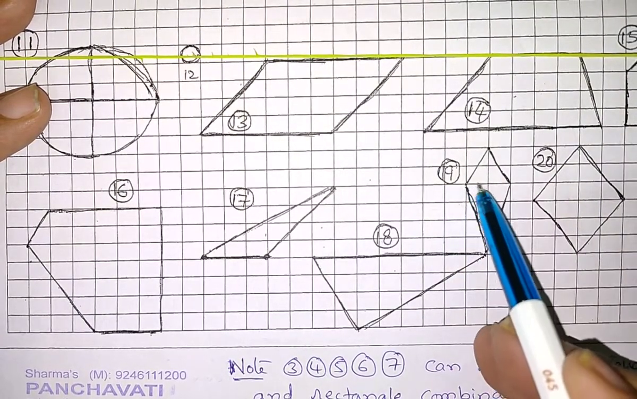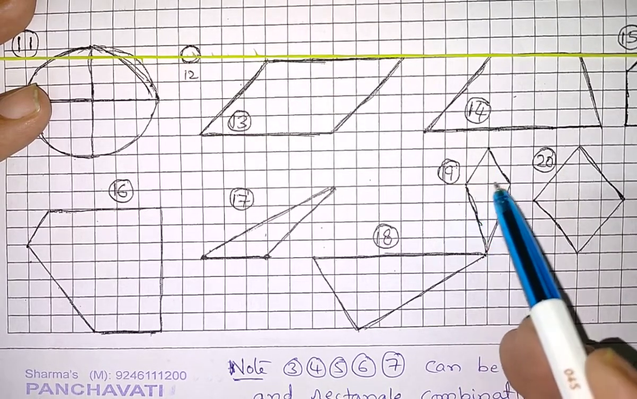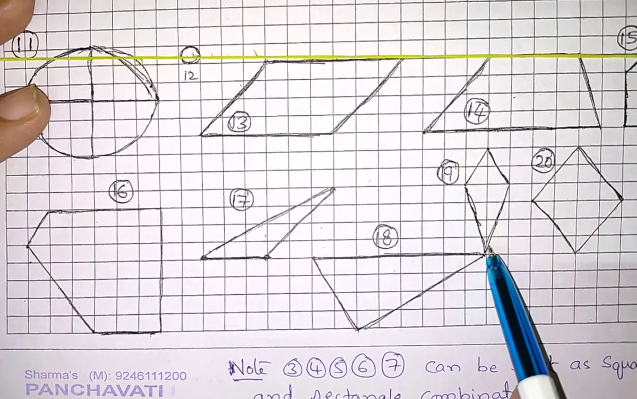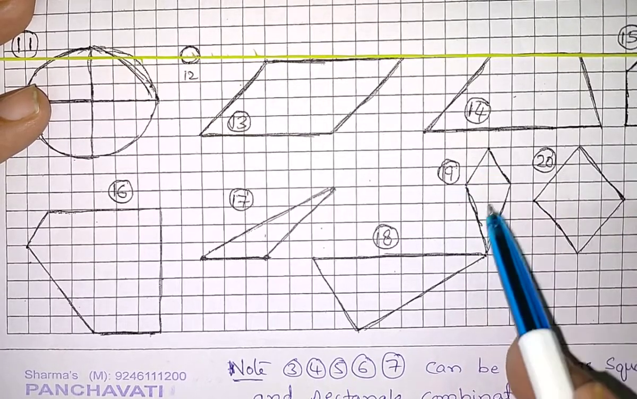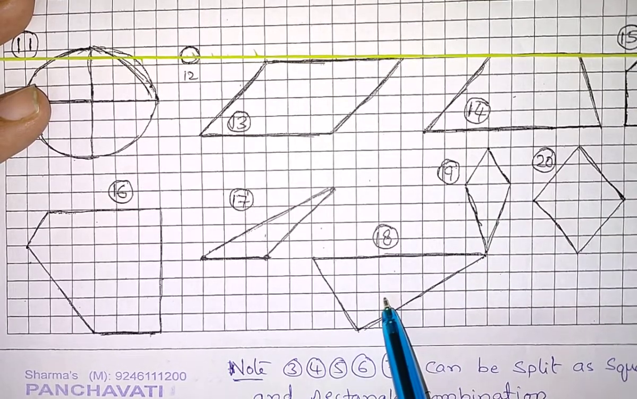Question number 19. So you put a line like this. You will get a triangle here whose base is 2, height is 2. You get another triangle here whose base is 2, height is 3. Half into 2 into 2, half into 2 into 3. Add the answers. Similarly here you have another triangle.